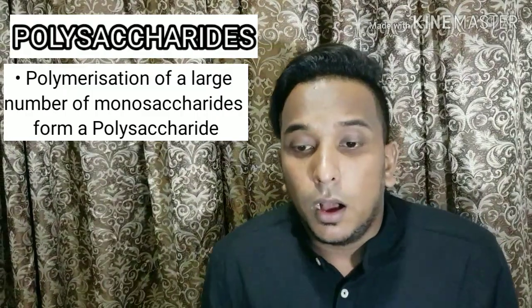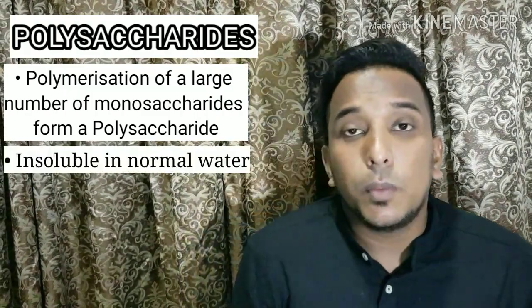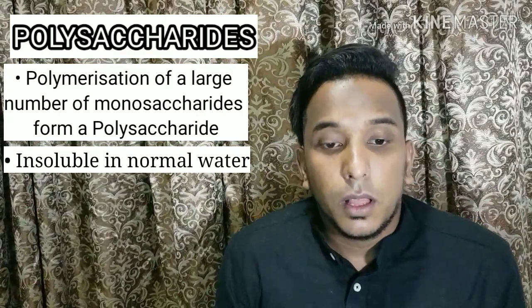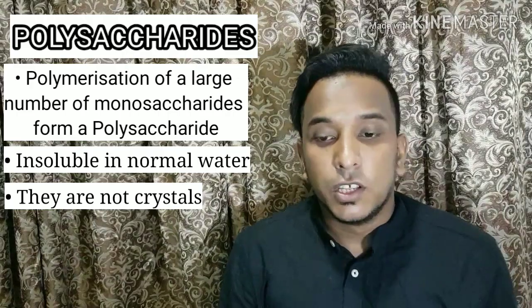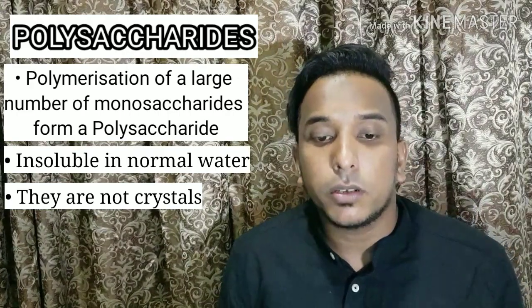The main thing here is that they are insoluble in normal water, and they are not crystalline in shape. These are the features I am explaining to you. The examples given here in your book are cellulose, starch and glycogen, which we will be discussing in detail.